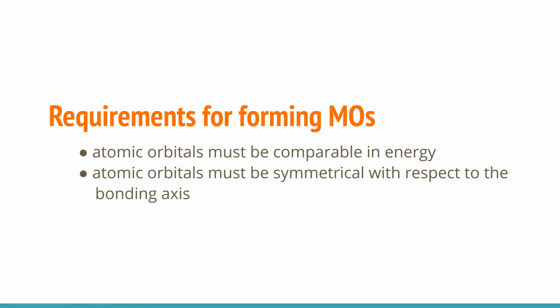This overlap can only happen under certain conditions. The atomic orbitals in question must be comparable in energy to react. If the energies vary greatly, the bonding can be considered as ionic. The atomic orbitals must also have the same symmetry with respect to the bond axis. If these two requirements are met, a molecular orbital with two nuclei can be formed.